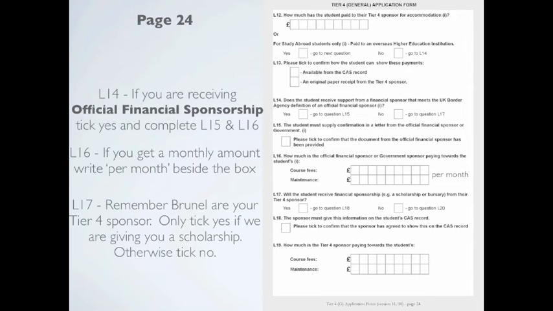L17. Remember that Brunel University are your Tier 4 sponsors. If we are giving you a scholarship or bursary, please tick yes and complete L18 and L19. If we are not giving you any scholarship or bursary, then tick no and go to L20.